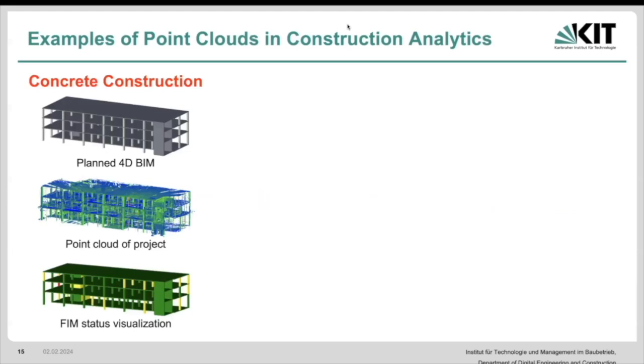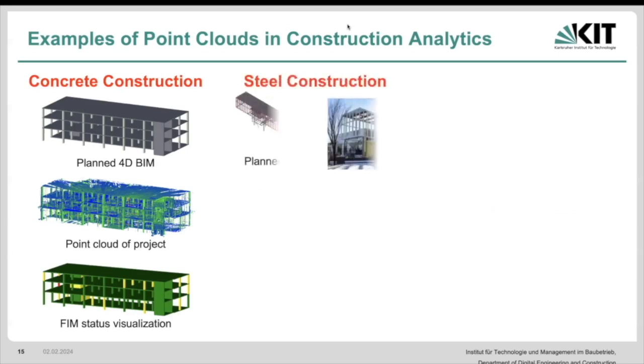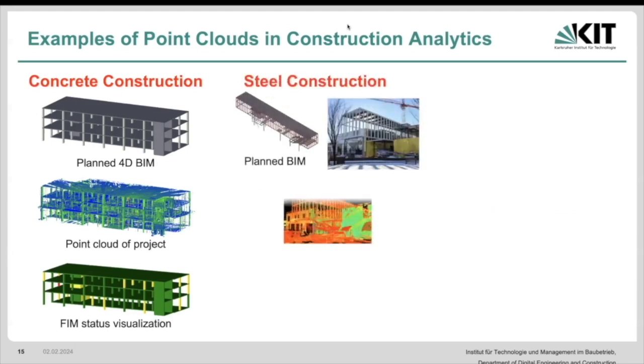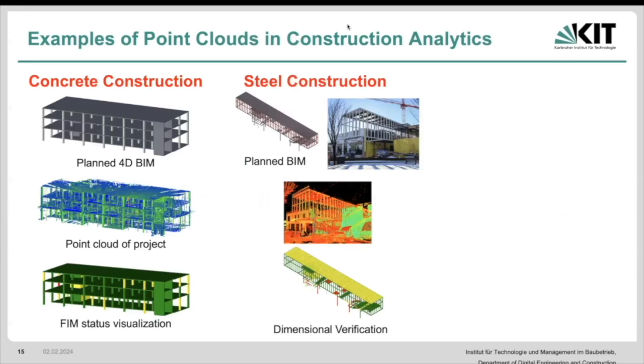So some examples of these, we talked about, for instance, how we can utilize field information modeling to be able to get the point cloud, our 4D BIM, and then identify the status of the project with respect to the progress and dimension. We also talked about how we would be able to perform point cloud processing to get dimensional verification, as well as, in this case, static displacement monitoring.